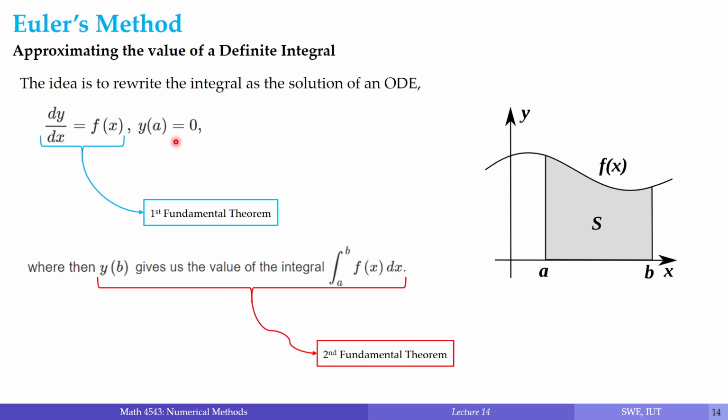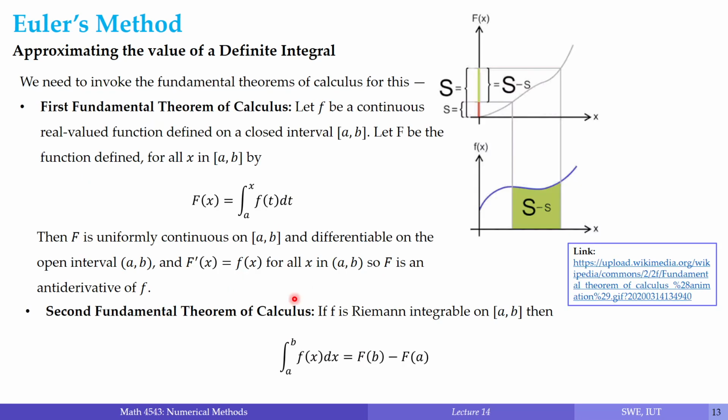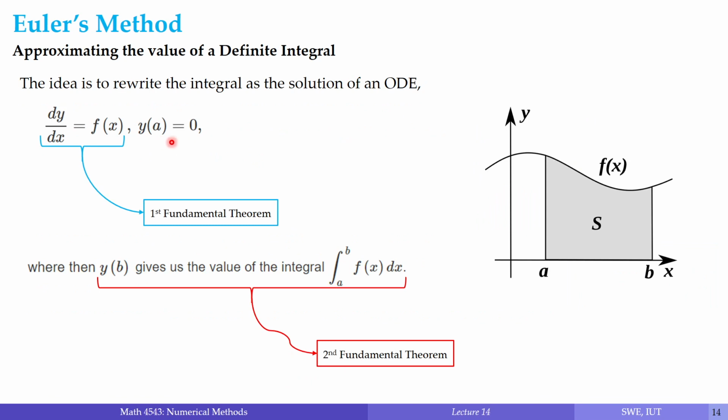In order to find the value of the integral, we try to find the value of y b, the value of the dependent variable y at the point b, which is somewhere over here. If you recall, the second fundamental theorem of calculus says that if we subtract the antiderivative's value at the point a from the value at the point b, we end up with the integral value of the function from the lower limit a to the upper limit b.